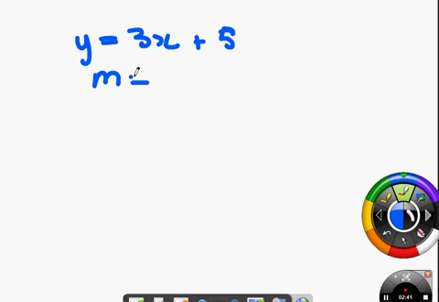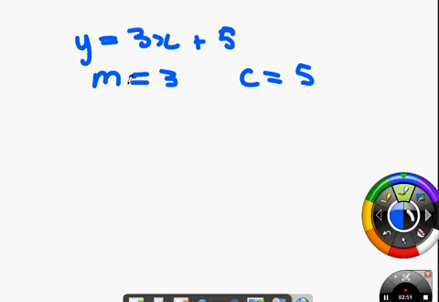So now we need to look at an equation. For instance, y is equal to 3x plus 5. Now this would mean that the gradient is equal to 3 and the y-intercept is equal to 5.